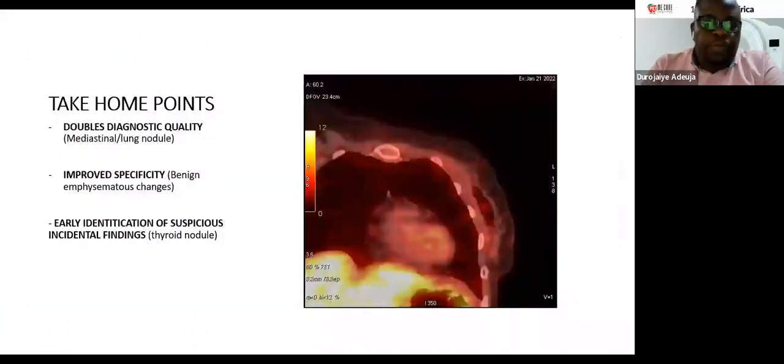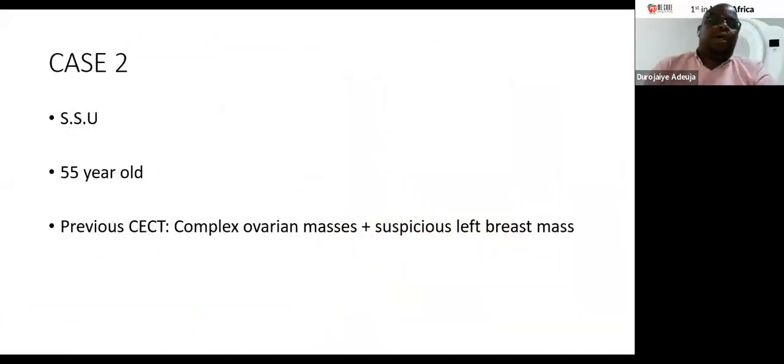The second case I would like to review is SSU, a 55-year-old woman who had done a contrast enhanced CT, with a diagnosis of complex ovarian masses and a suspicious left breast mass.